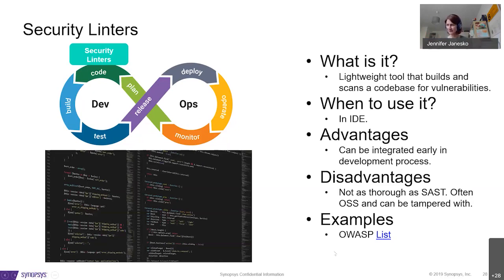And then once again, I've linked to another list, an OWASP list. It's actually the same list as the SAST list. So they don't necessarily make a distinction between SAST and security linters. Interestingly, a lot of the security linters are open source and a lot of the SAST tools are proprietary. So that may also factor into whether or not you're interested in pursuing SAST as opposed to security linters when you're first getting into software security.